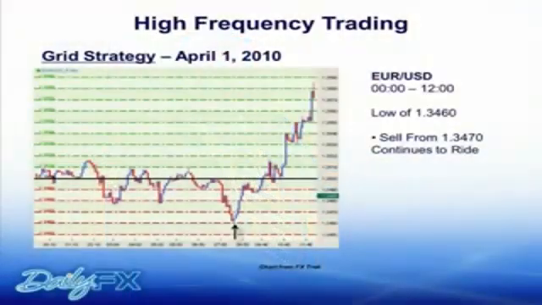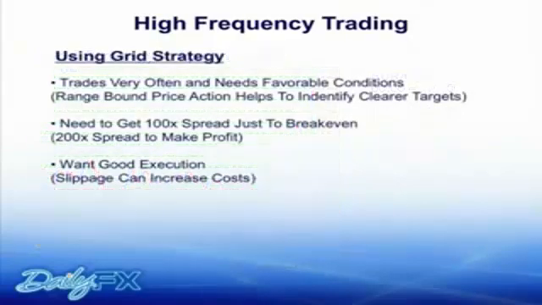So one thing that we continue to see here is we're continuing to ride that loss from right around that sell entry from 134.70. Basically, one thing that we really see is using the grid strategy. Essentially, what the grid strategy does is it's just an automated strategy.